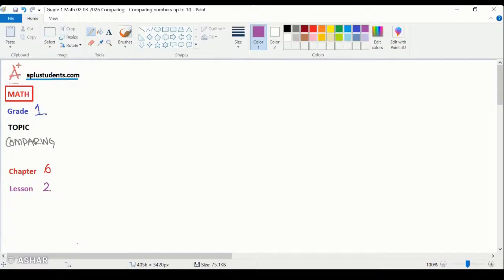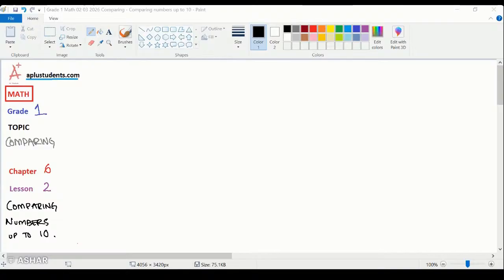Okay, and the name of the lesson is comparing numbers up to 10. We will be looking at which numbers are greater and which numbers are smaller. So let's look at the first question.